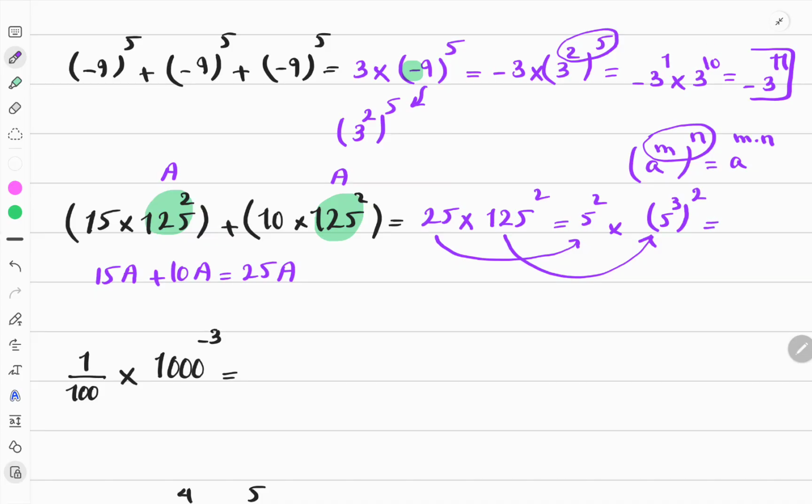And we know that 5 raised to the 6 and 5 raised to the 2 gives us 5 to the power 8.